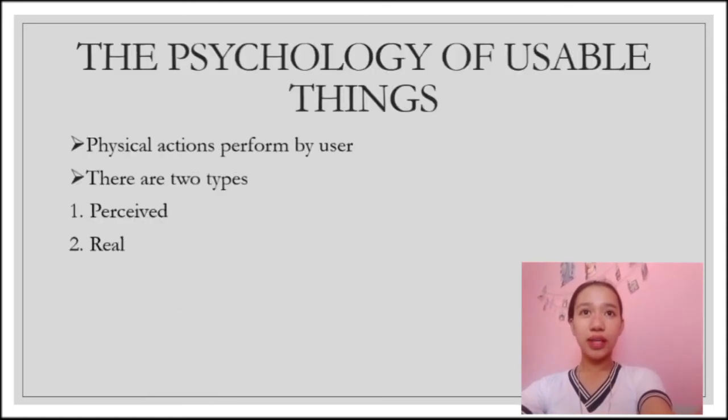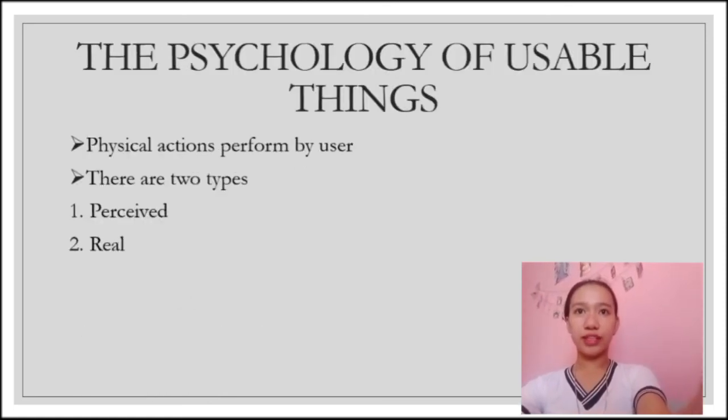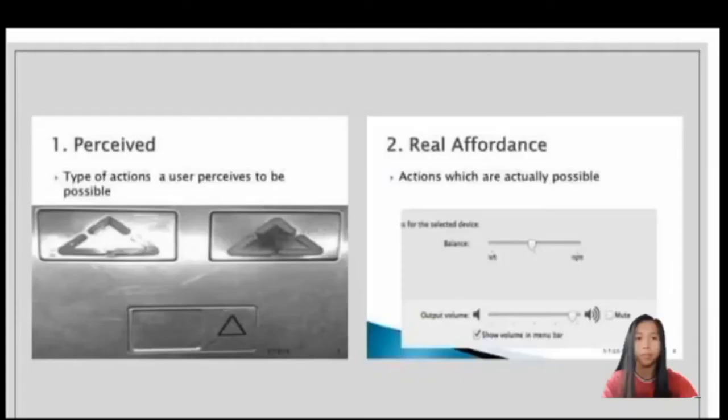The psychology of usable things. Physical actions performed by the user. There are two types of affordance. First is perceived and second is real. Perceived affordance is a type of action a user perceives to be possible. Real affordance is an action which is actually possible.